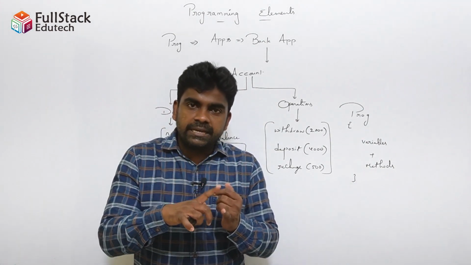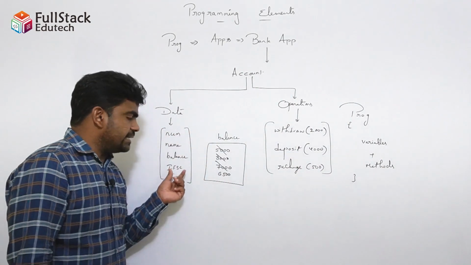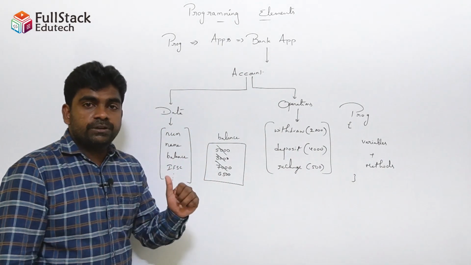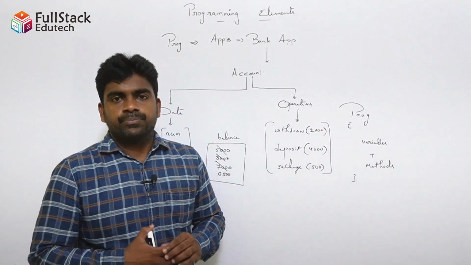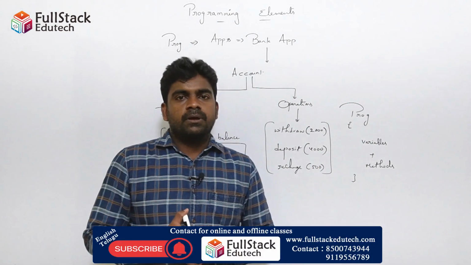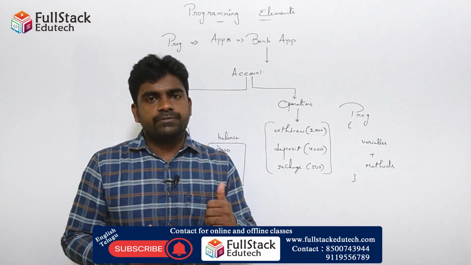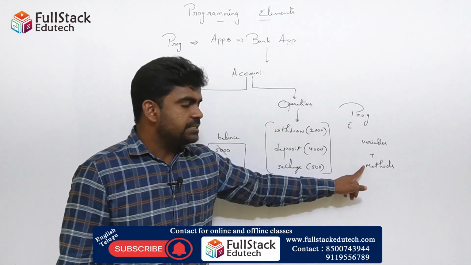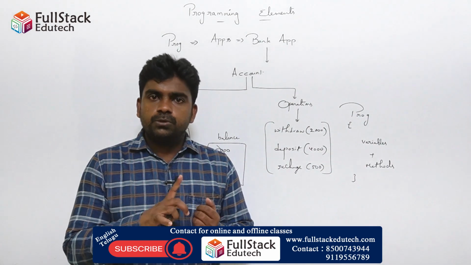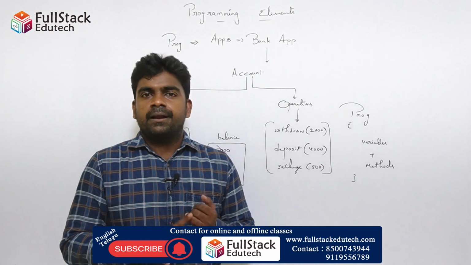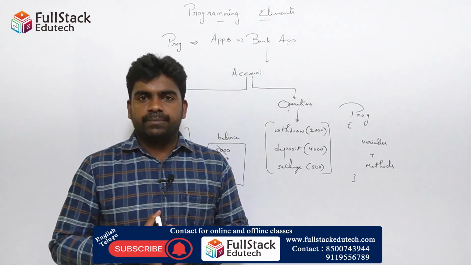How can you store the information? What is the information? General examples. How will you store it? Using the concept called variables. Okay, you have stored. Now to perform the operations, to modify the data, what do we have to do? We use the concept called methods. Variables are used to store information. Methods are used to perform operations on information.